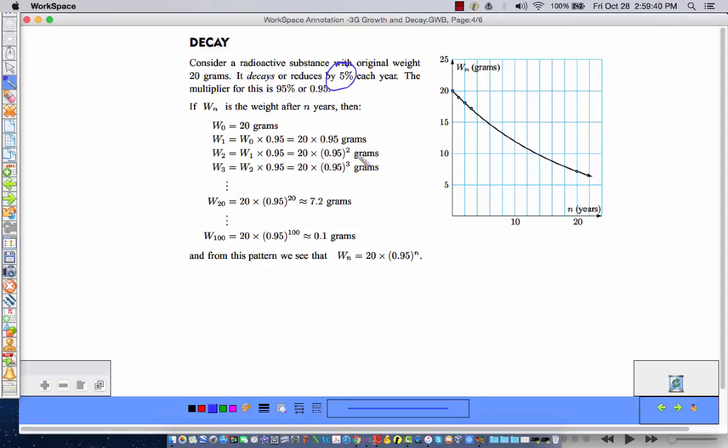And it's the same idea here. The initial weight is 20 grams, and then after 1 year, it's 20 times 0.95. We take that total and multiply it again by 0.95, or the original weight by 0.95 squared, on and on and on, and we get a nice smooth curve going downwards.